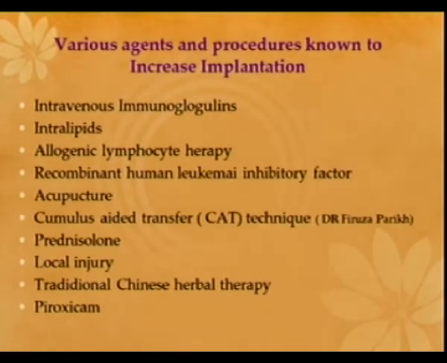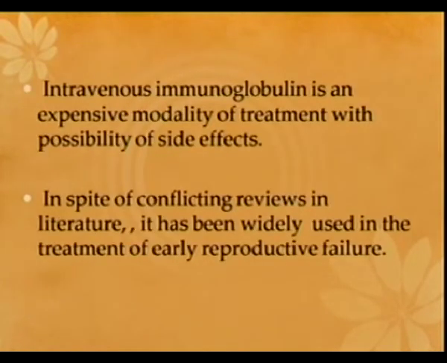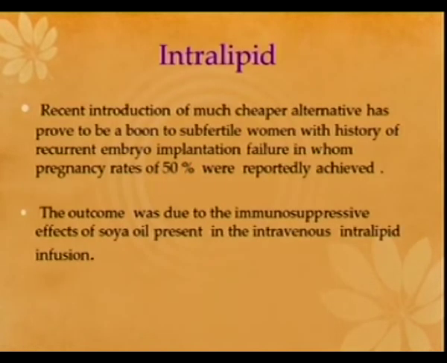So first is intravenous immunoglobulins. It's a fractionated blood product, and they include the modulation of T cells, B cells, natural killer cells, monocytes, and macrophages. They also downregulate antibody production, inhibit antibody function, and modulate complement activation factor. But they are very expensive, and also they have a bit of life-threatening side effects, but in spite of that, in the literature, they have been widely used in the treatment of early reproductive failures.